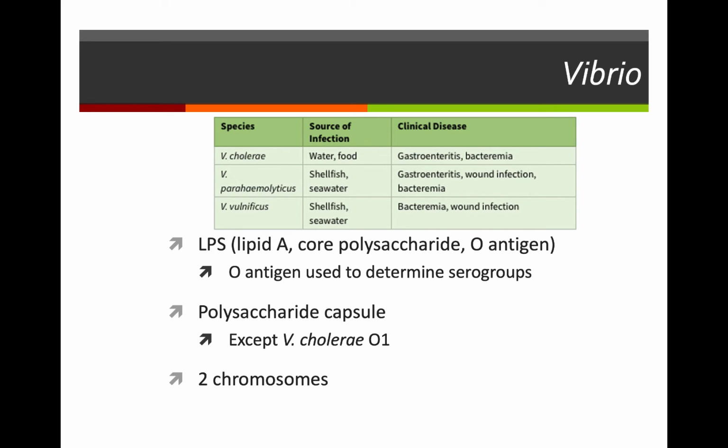And unlike most bacteria, Vibrio species do have 2 chromosomes. So this is pretty unique, which is why we generally say most bacteria have a single chromosome, but not all. So they have 2. It is also common for Vibrio species to carry plasmids that can confer antibiotic resistance.